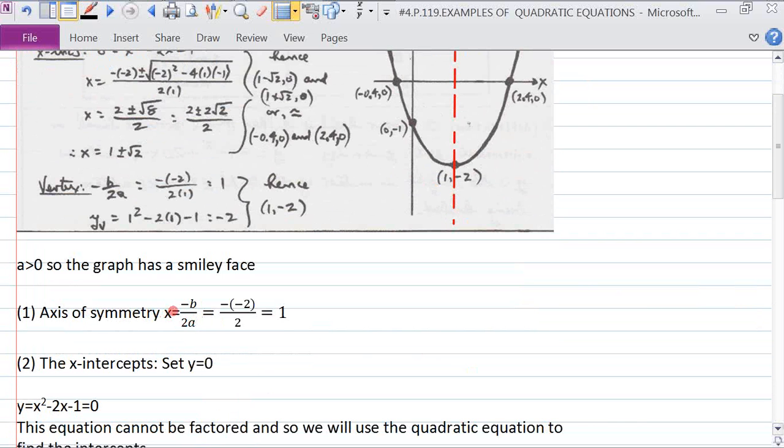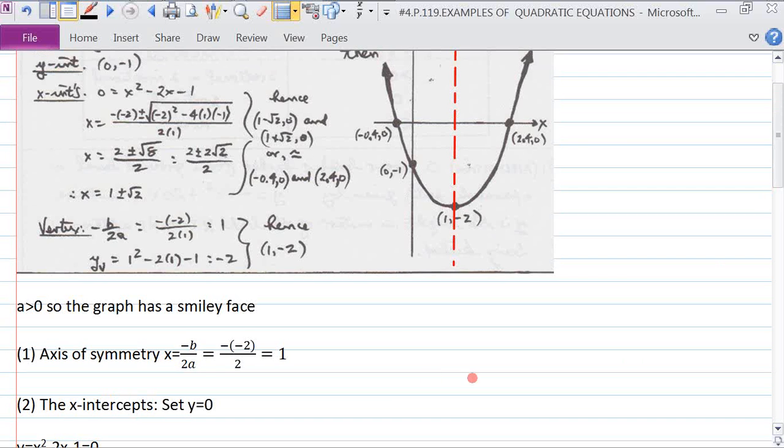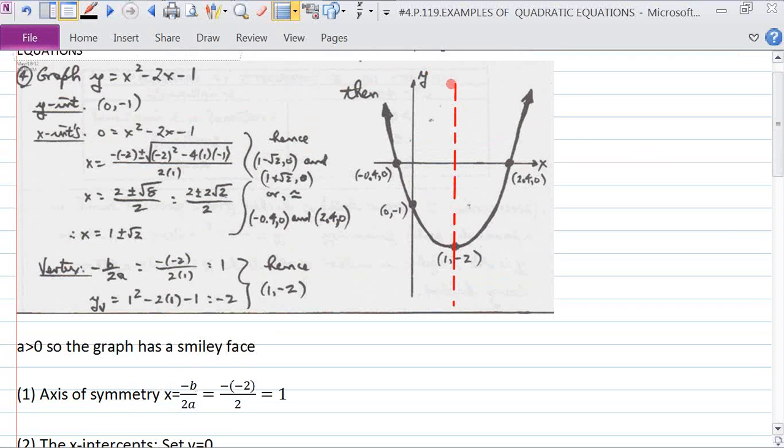by the equation x equals minus b over 2a. And b is minus 2 here, so minus 2. And a is 1. So minus 2 gives us plus 2, over 2 gives us x equal to 1. And so here's the axis of symmetry. This is the equation x equal 1 right here.